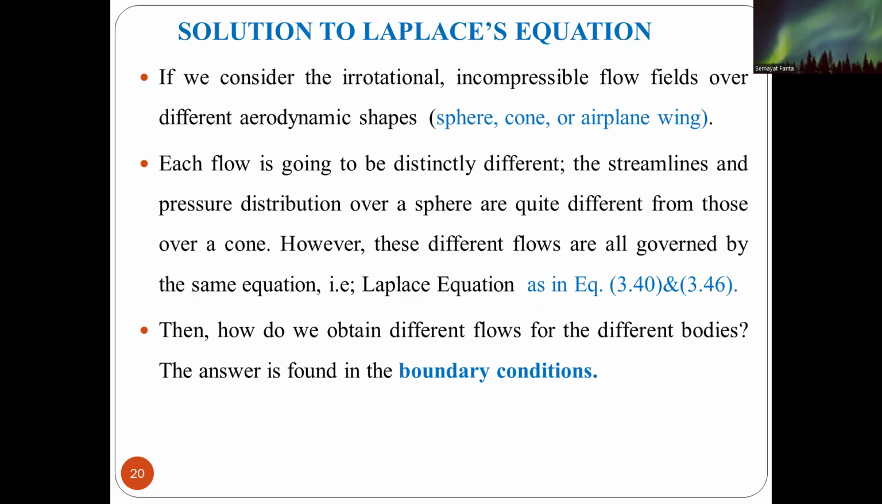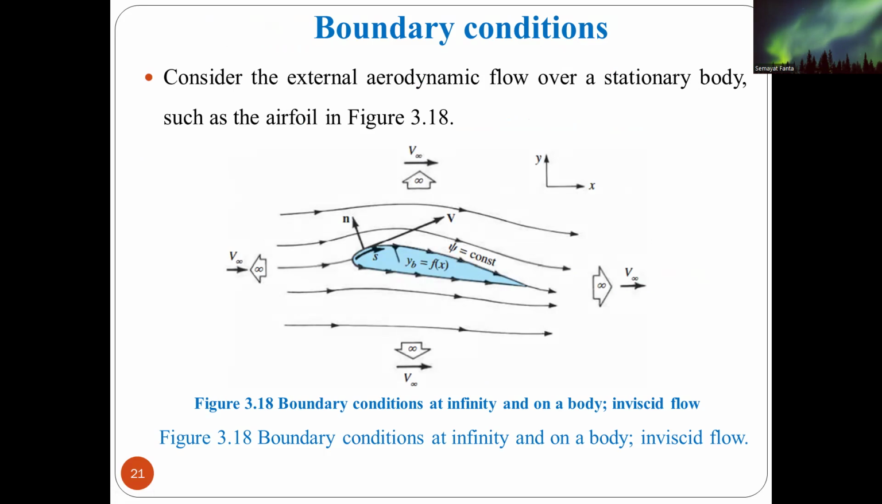Therefore, these different flows are all governed by the same equation, which is the Laplace equation of either the velocity potential or the stream function. So how do we obtain different flows for different bodies? The main answer is using different boundary conditions. In each case, the boundaries are different, so we use boundary conditions. And what are the two main boundary conditions which are useful for our analysis? That is the question. So let's see those two boundary conditions.